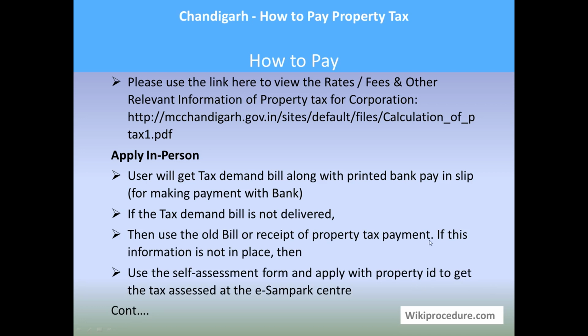Let us see how to pay in person. The user will get a tax demand bill from the municipal office through the executive, along with the printed bank pay-in slip, which is the challan for making payment with the bank.